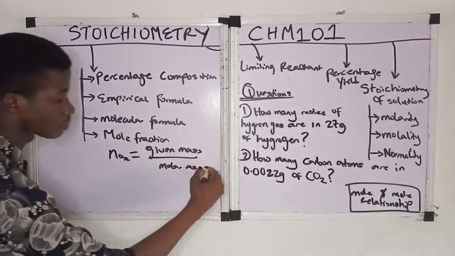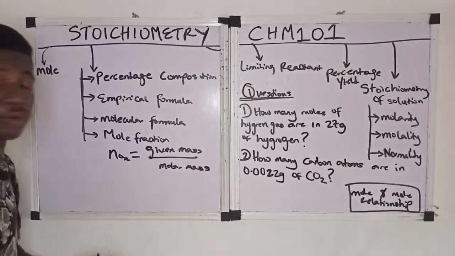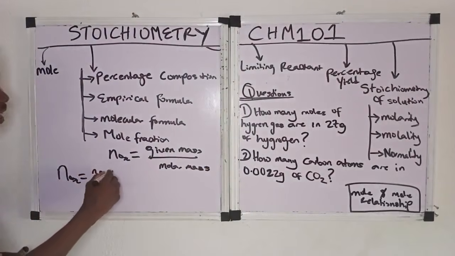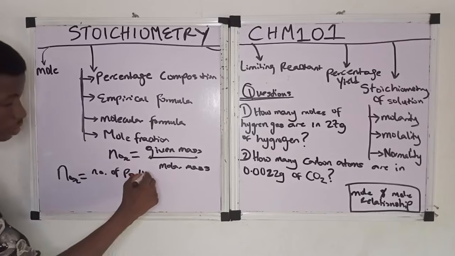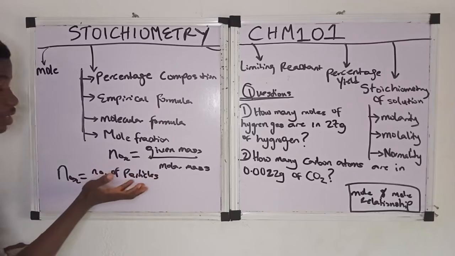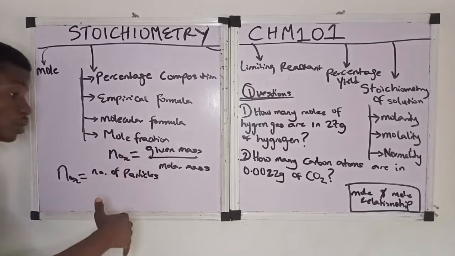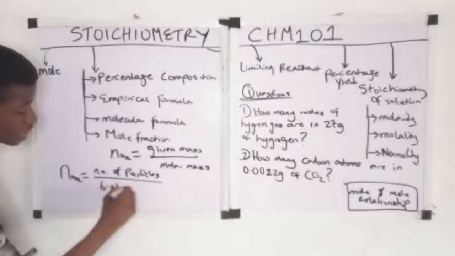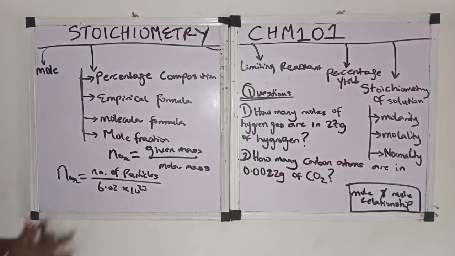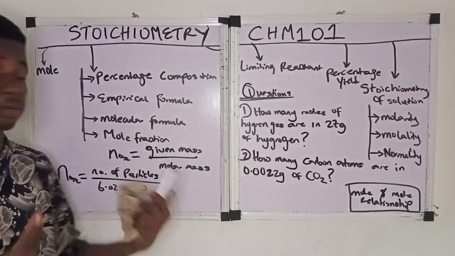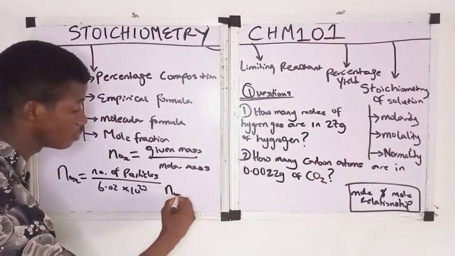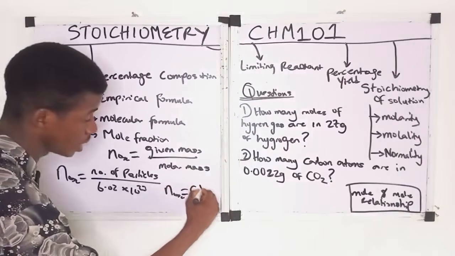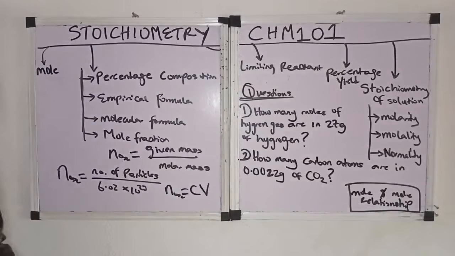Then another formula to calculate for the mole is that the mole of a substance equals to what? Number of particles. The particles here can be atoms, ions, molecules. Number of particles divided by 6.02 times 10 to the power 23. Another formula is number of mole equals concentration, or you can say molarity, times what? Times volume.